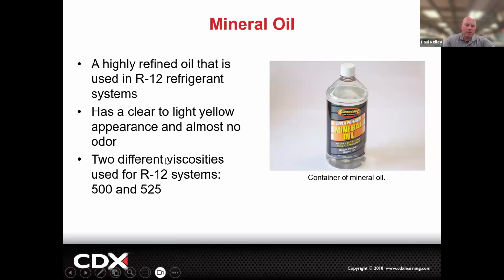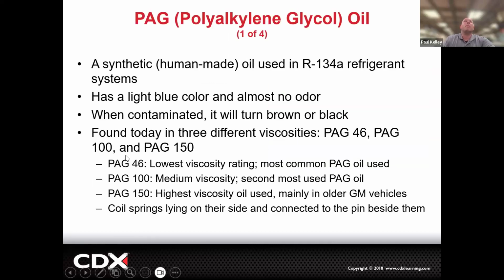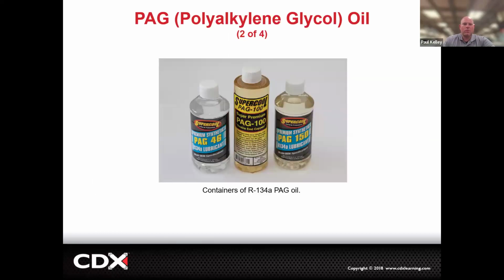Here's a mineral oil, for example, clear to yellow, typically R12 systems. PAG, that's going to be the common one. That tends to be like light blue. If it's contaminated, it can turn brown or black. It could be PAG 46, PAG 100, PAG 150. So 46 is watery. 150 is honey oil. It's thicker, right? It's just viscosities. And again, here's what they would look like: 46, 100, and 150. You can see those are pretty clear.